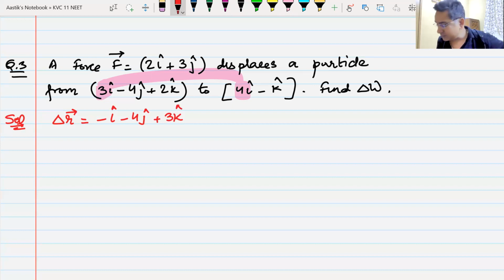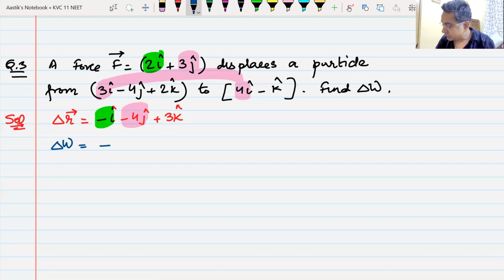Everyone got this? Yes or no? Did we get the displacement right? Yes or no? Then you just have to take the dot product. This minus i will get multiplied by this, so it will be minus 2. This minus 4j will get multiplied by this, so it is minus 12. And your work done would be minus 2, minus 12, so it is minus 14 joules.